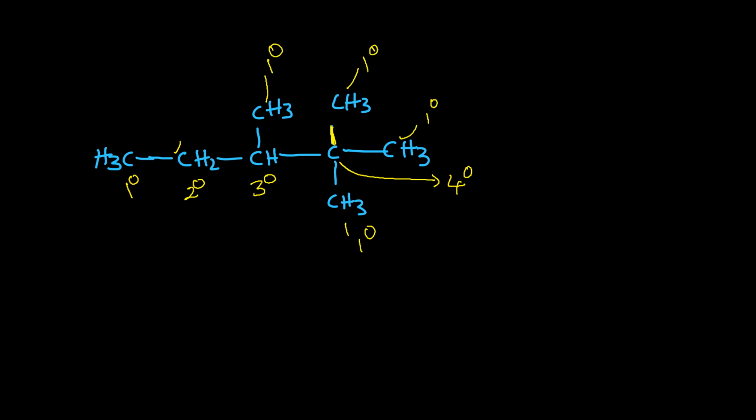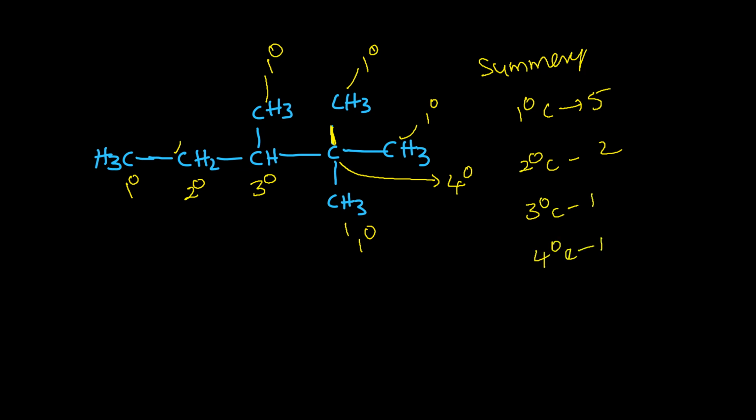So finally, let us discuss the summary. The number of primary carbon atoms here is 1, 2, 3, 4, 5, five primary carbon atoms, whereas there is only one secondary carbon atom, only one tertiary carbon atom, and only one quaternary carbon atom.